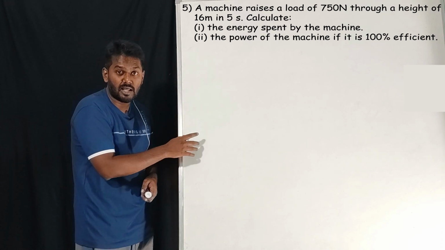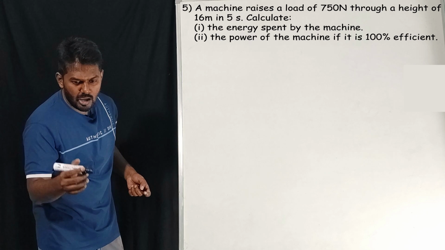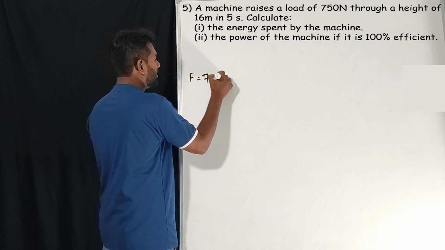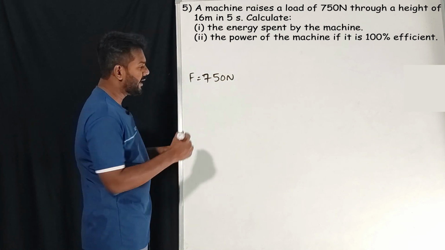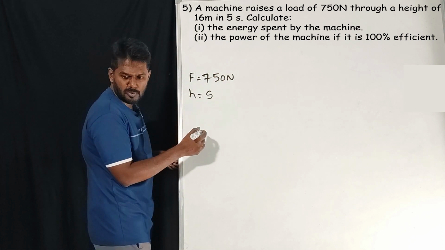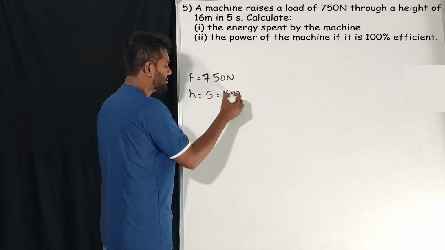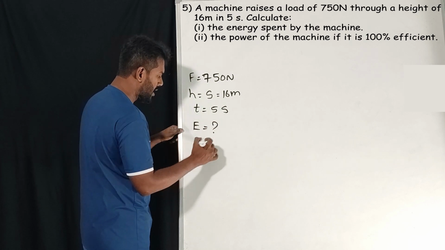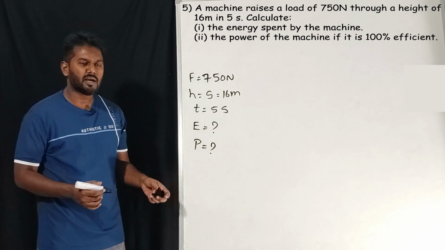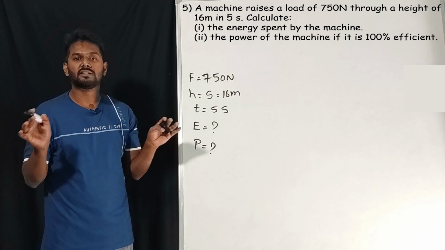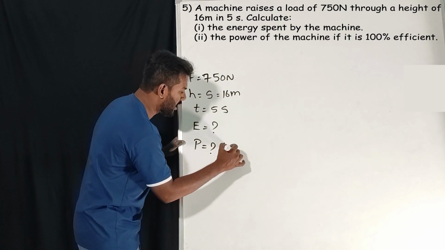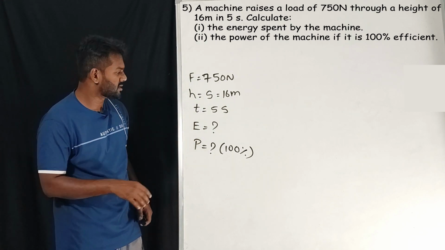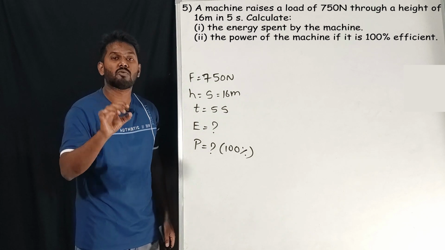First we will write the given data, then I will make you understand it. A machine raises a load of 750 Newton. Force is directly given, 750 Newton. Then height, that is nothing but displacement, is 16 meters. Time is given as 5 seconds. Now we have to find energy and power, correct? So here we are not going to find the value of energy, and power we should find if the efficiency is 100%. Energy we are not going to find. Why? Because energy in this question means work done.